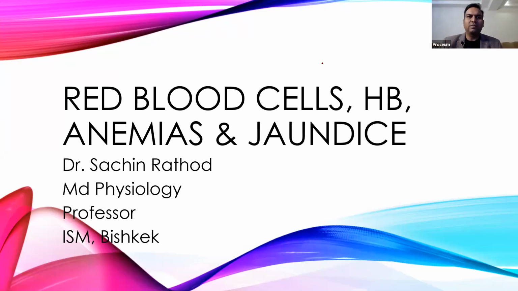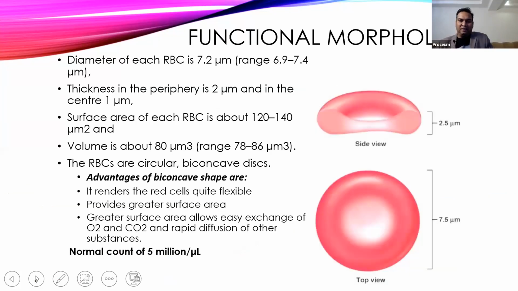So today we are going to talk about the RBC, that is a red blood cell, also called an erythrocyte. What does erythrocyte mean? Erythro stands for red color, and cytes are the cells. These cells are called red blood cells because of their color, and they get that color from the colored pigment, heme. Heme is a part of hemoglobin.